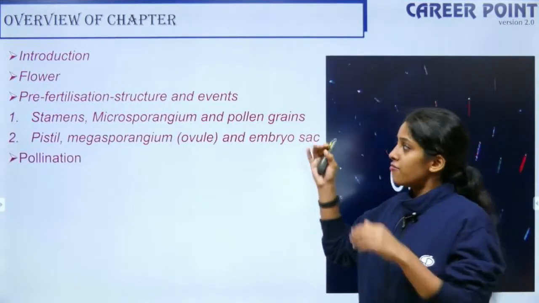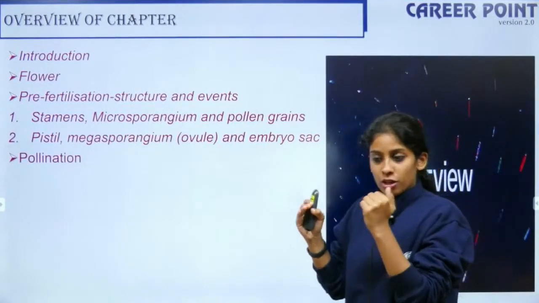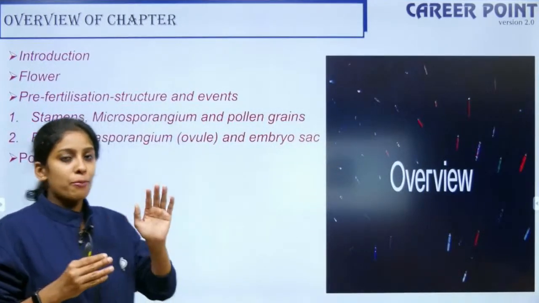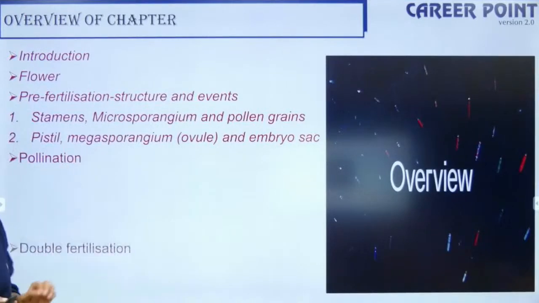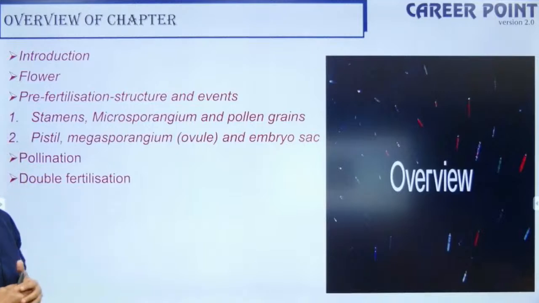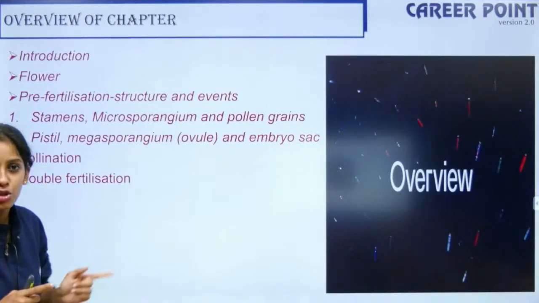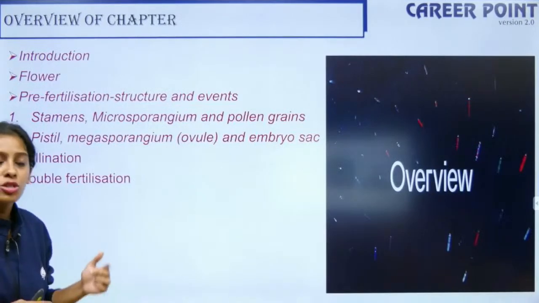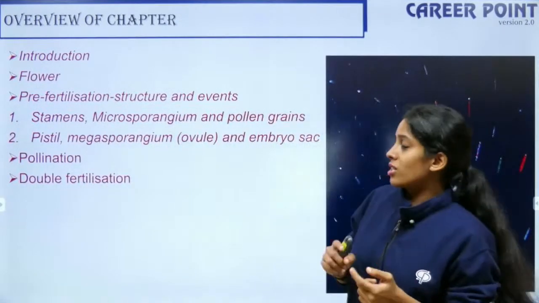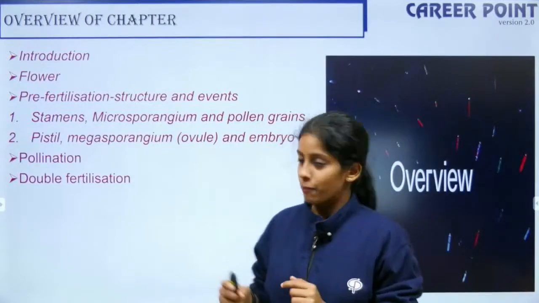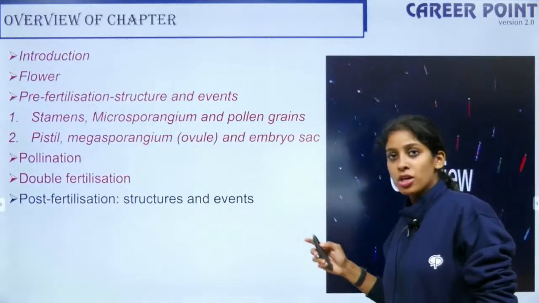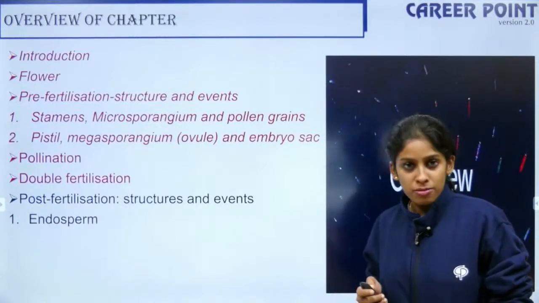Okay. Then after the pre-fertilization structure, now the male and the female gametes are ready. So they have to meet. That process is known as pollination. After pollination, it was double fertilization. In between, we also spoke about pollen-pistil interaction, if you remember. We also spoke about artificial hybridization. What is emasculation and what is bagging, right? Then post-fertilization, which we are going to discuss today. We are going to see how an endosperm develops.